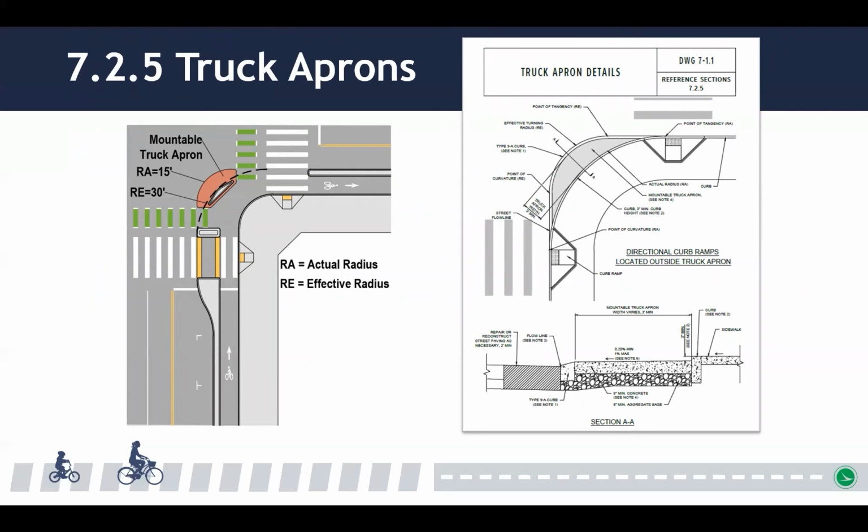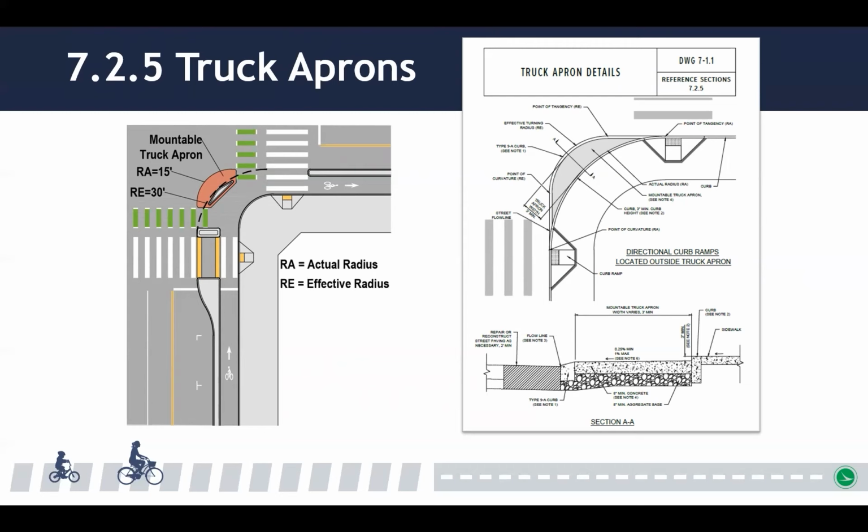Truck aprons are most common within the center island of a roundabout, but should also be considered at intersection corners to accommodate the turning characteristics of larger vehicles while slowing the turning speed of smaller design vehicles. The truck apron must be designed to be mountable by larger vehicles to accommodate their large turning radius, while smaller vehicles follow the smaller curb radius along the outside edge of the truck apron.